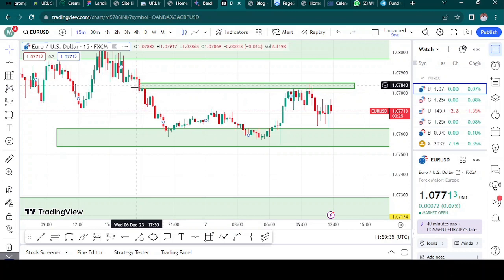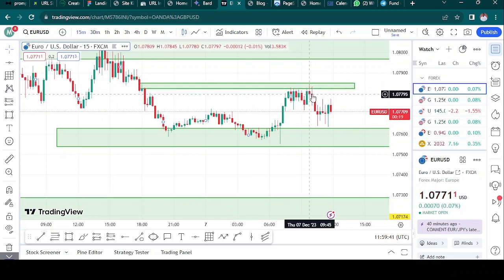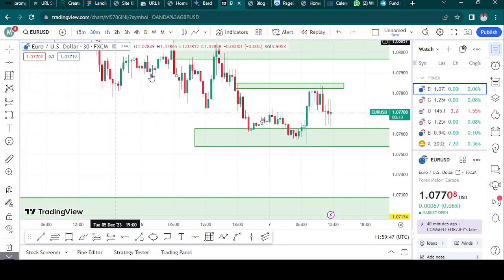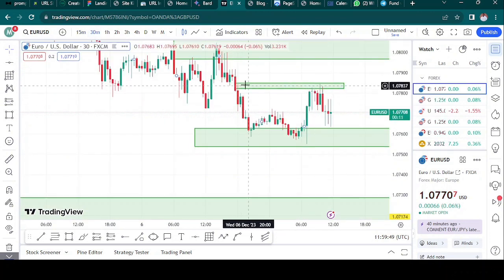All right, so we have this, then we have this. So what do we call this? This is one pattern on one time frame that we do not see on other time frames. Okay, if we go to 30 minutes, do we have it on the 30 minutes? No, we do not have that resistance on 30 minutes. Okay, it was only on 15 minutes.